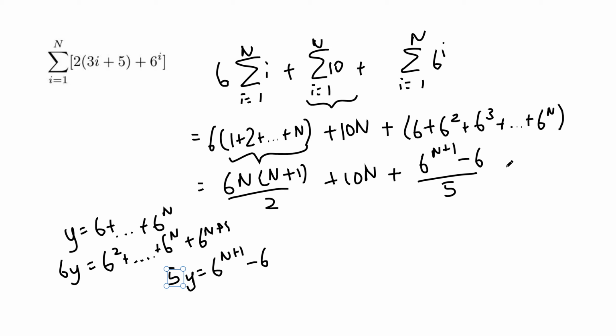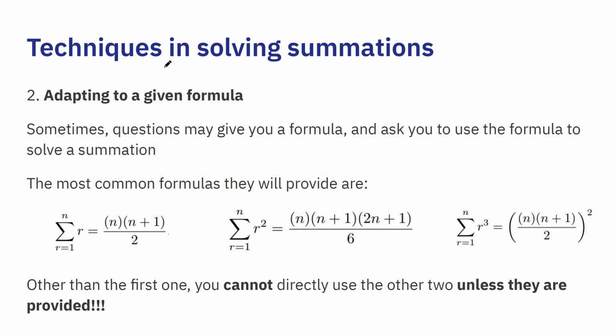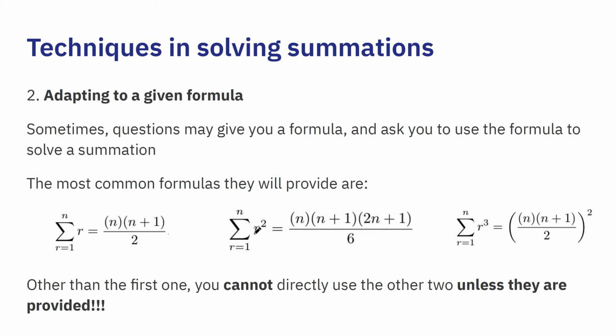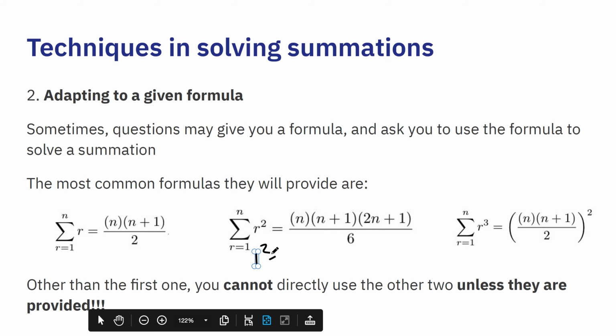So this is a rough overview of how to split up terms in a summation, because it is much easier as compared to trying to evaluate this entire thing as one whole. Right, so the second technique in solving summations is adapting to a given formula. The most common formulas that are provided would be the sum of the first n numbers, as I showed you just now, 1 plus 2 plus 3 plus all the way to n, being equal to n times n plus 1 over 2. And there's also a standard formula for the sum of squares. So this would be 1 squared plus 2 squared plus 3 squared plus all the way to n squared. And this is a similar sum for cubes.